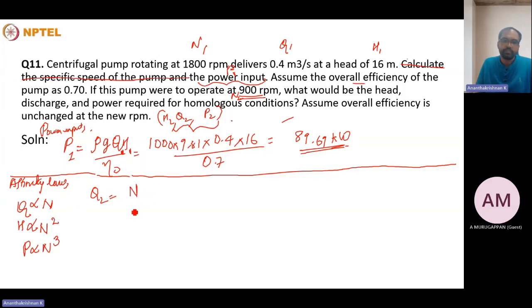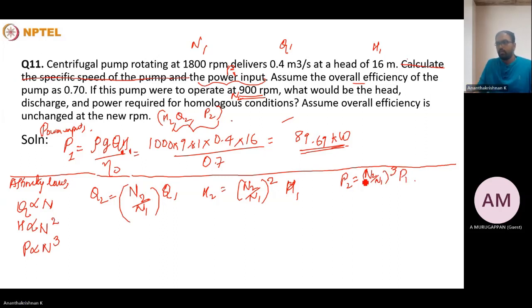So from this one, we can calculate the Q2, H2, and P2 values. Q2 will be equal to N2 by N1 into Q1. Similarly, H2 will be equal to N2 by N1, the whole squared, into H1. Similarly, P2 will be equal to N2 by N1, the whole cube, into P1. So from this you can calculate the values of Q2, H2, and P2 respectively.